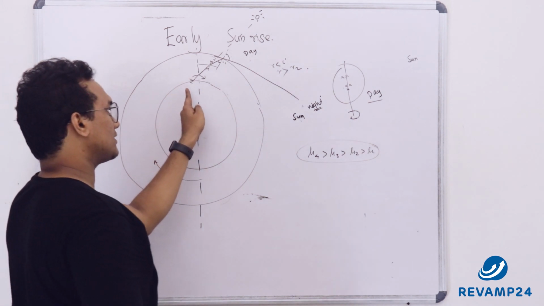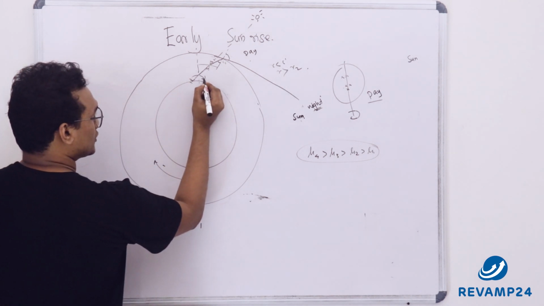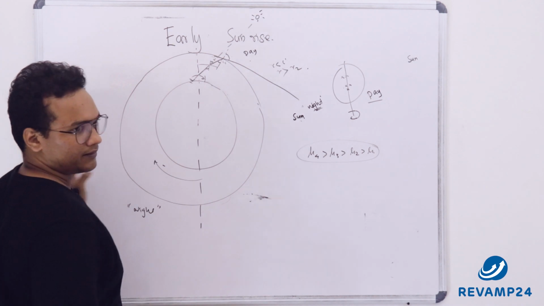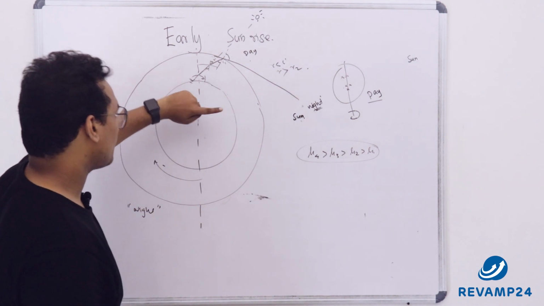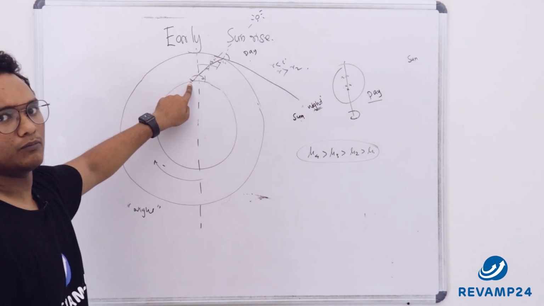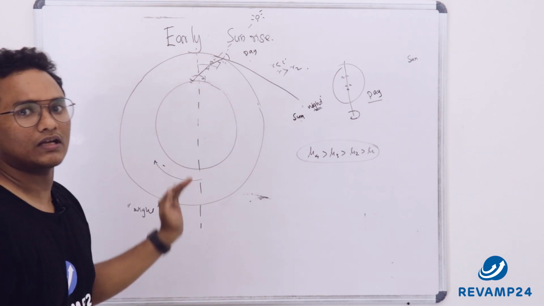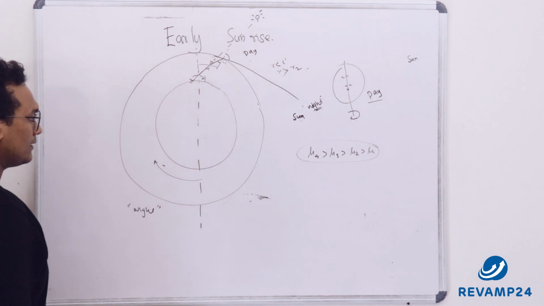We were supposed to see the sun only after this point, but a few minutes before, we are able to get the sunrise. This is the reason for early sunrise.